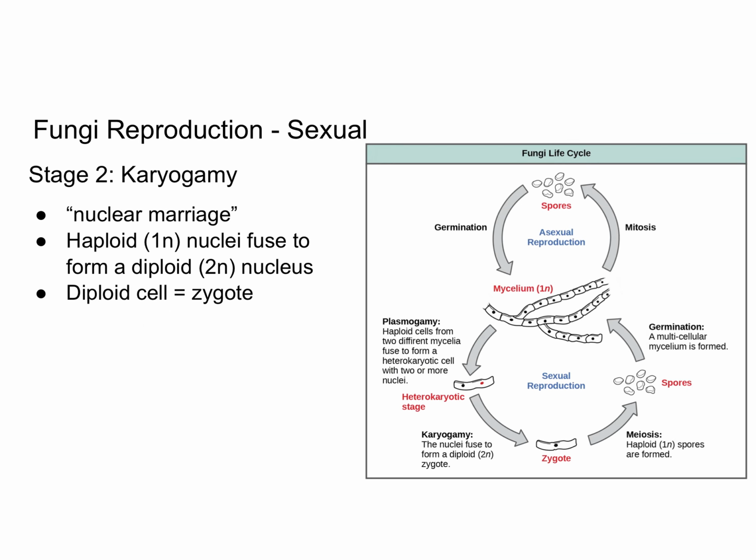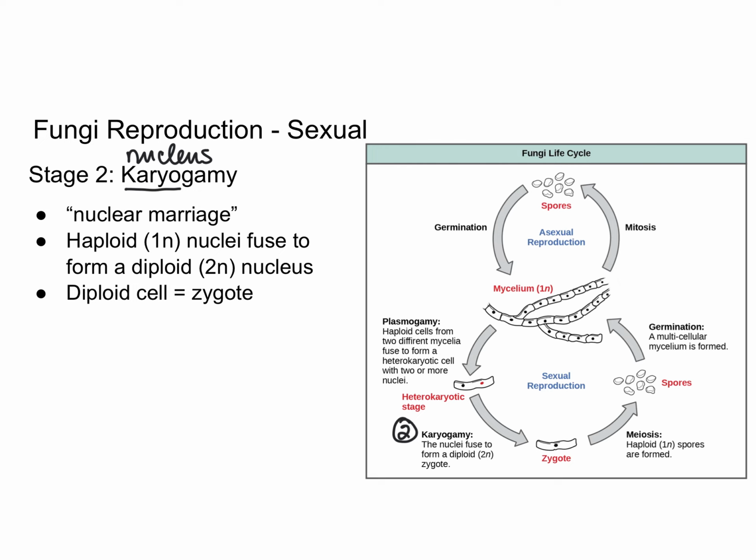The second stage of fungal sexual reproduction is known as karyogamy. If we look at this word, karyo should make you think of nucleus and chromosomes. And gamy is marriage, as we learned on the last slide. So karyogamy can be translated to nuclear marriage.